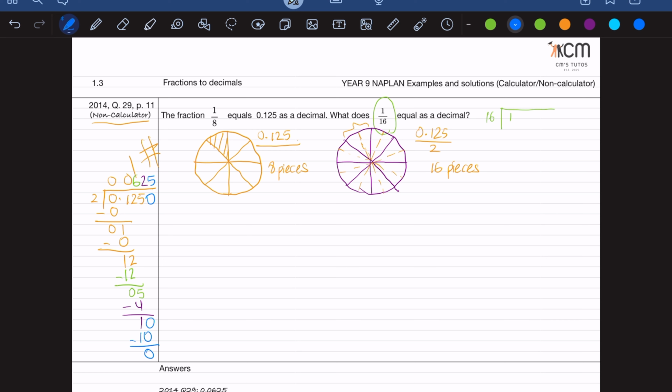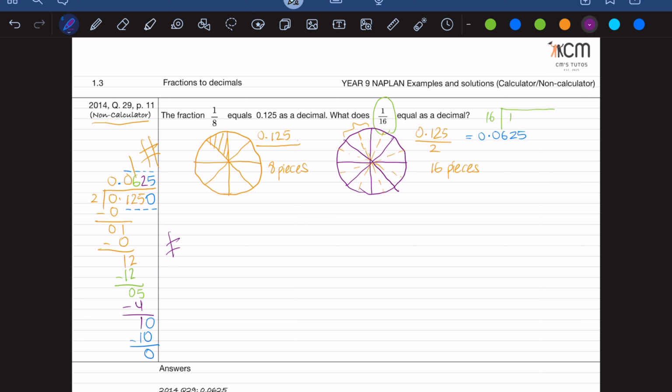Now we are left with 0, 0, 6, 2, 5. Where do we put our decimal point? Well, we can see there are 4 digits at the back. So all we have to do is leave our 4 digits, and then add our decimal point right over there. It will give us 0.0625. We can check with our second method.